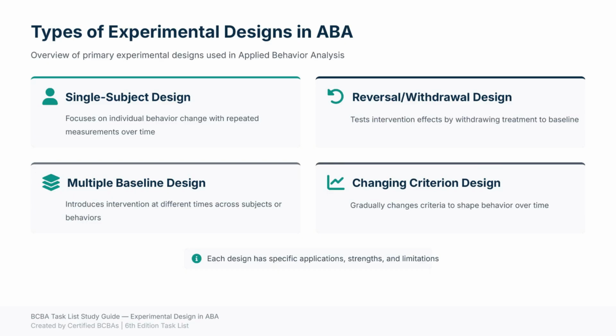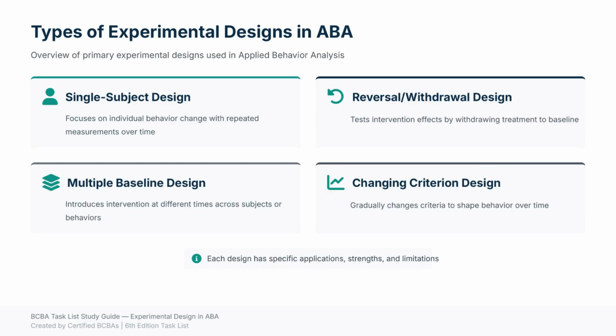In applied behavior analysis, we typically rely on single-case experimental designs rather than group designs. The most commonly tested designs include: first, single-subject designs, which focus on repeated measurement of an individual's behavior over time. Second, reversal or withdrawal designs, where an intervention is introduced and then removed to observe whether behavior changes accordingly.